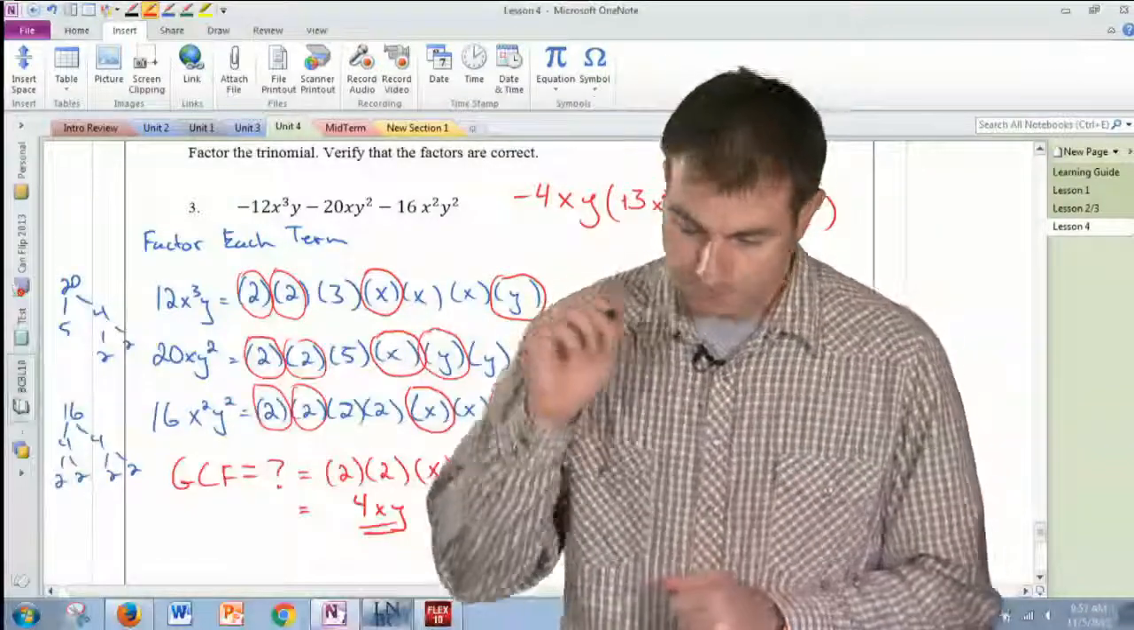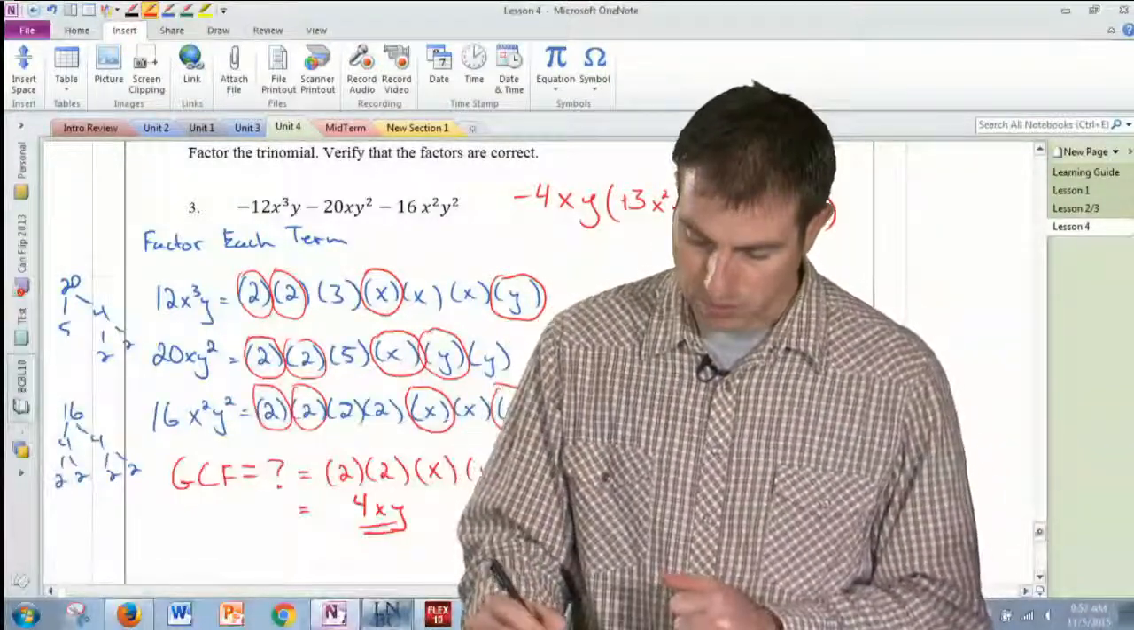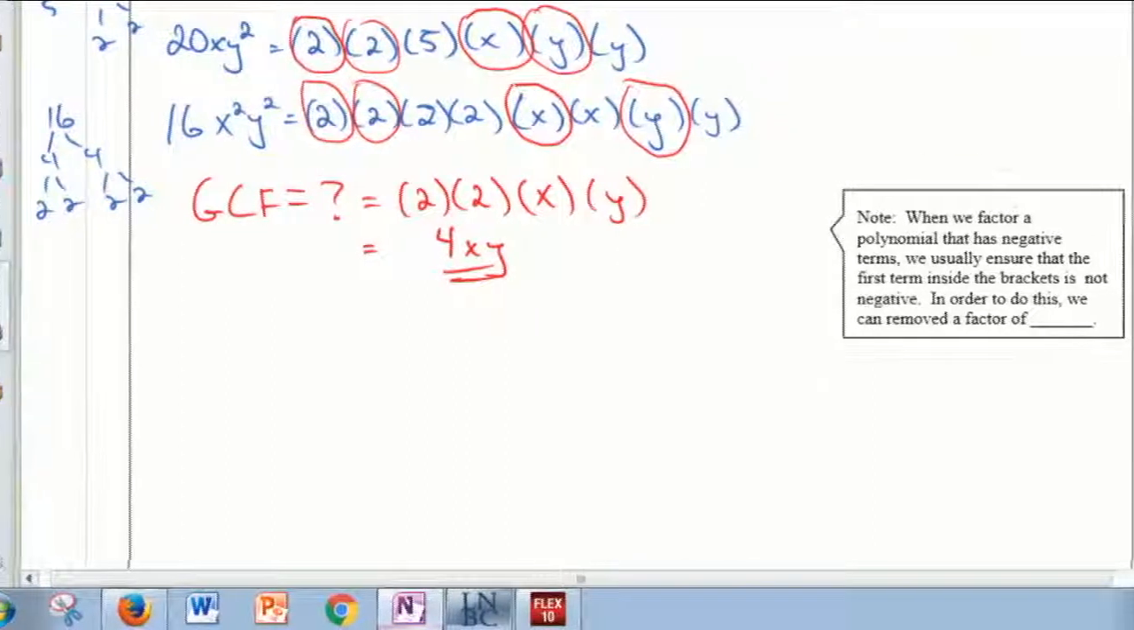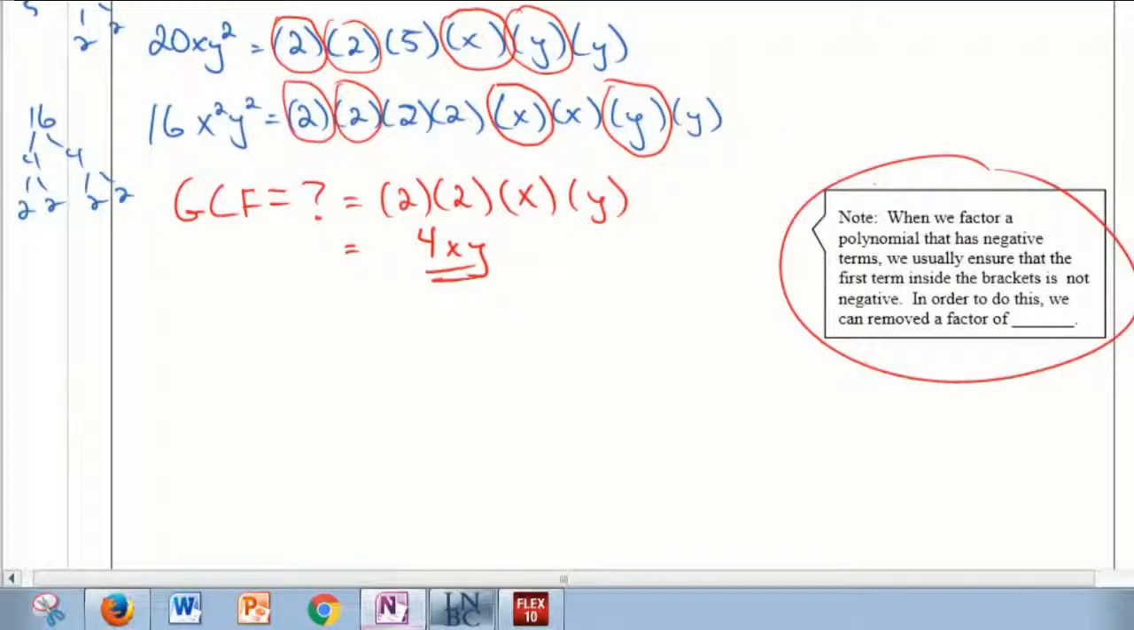So a couple more points about this question. There's the note over here on the side. When we factor a polynomial that has negative terms, we usually ensure that the first term inside the brackets is not negative. So in order to do this, we can remove a factor of -1 from everything. And essentially by pulling out a -1, it's just going to flip the signs of everything. And I think Abby mentioned that before about the -4. Yes, she did.